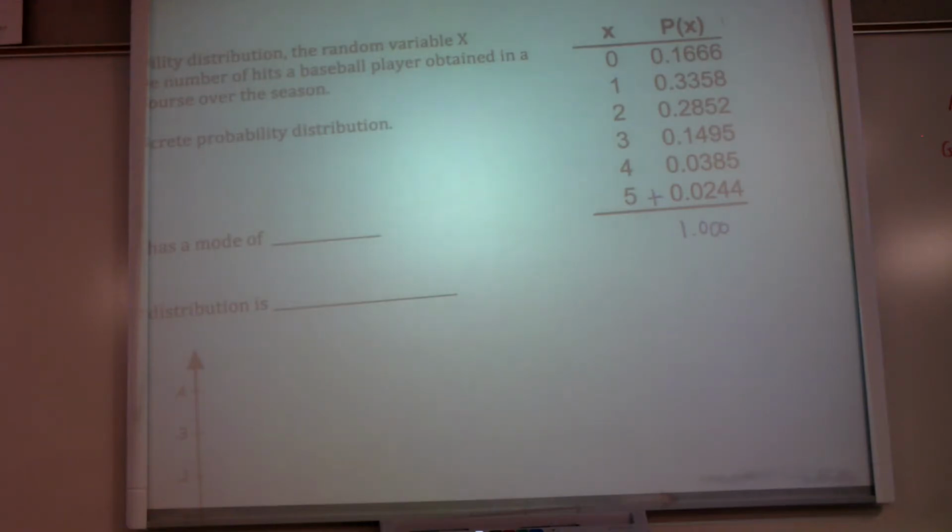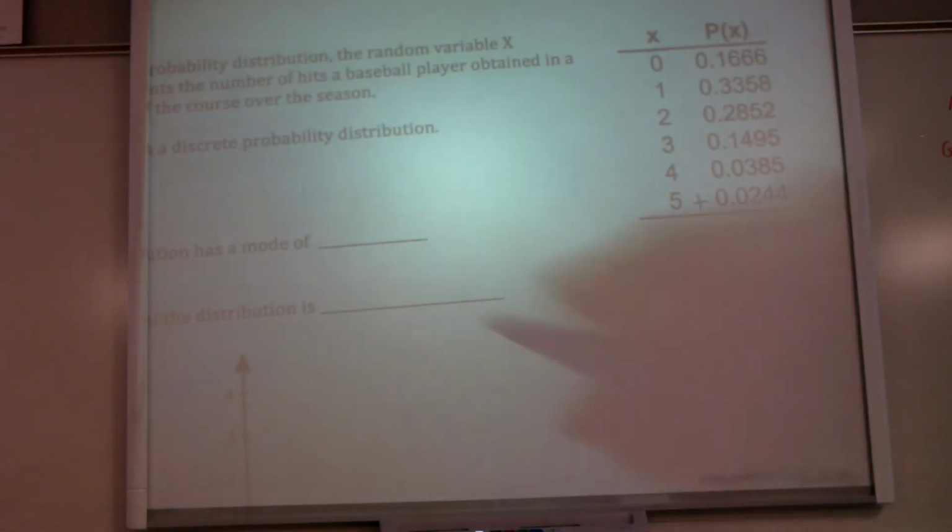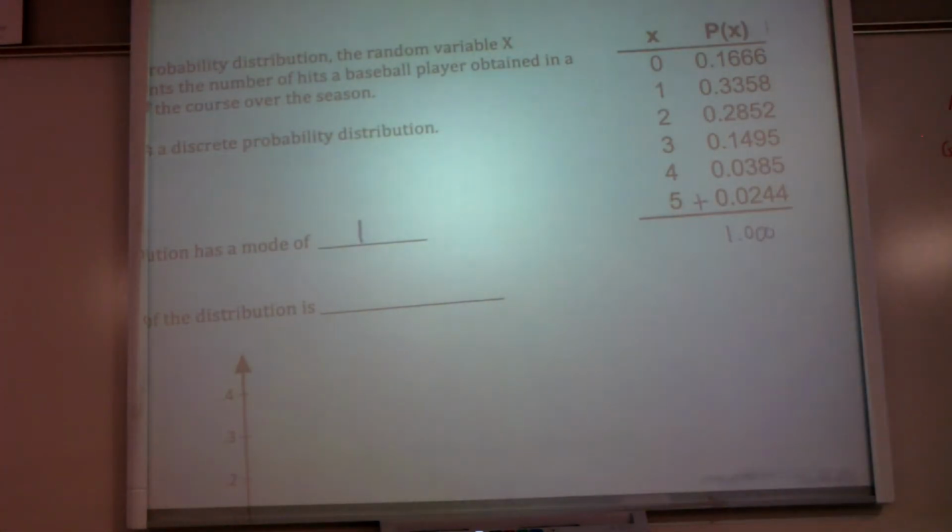Now, this is going to ask for the mode. What does mode mean? It's the most repeated. So, which of the values of X, meaning the number of hits a baseball player gets per game, is the highest? And it's going to be 1. Most likely number of hits a player is going to get is 1.